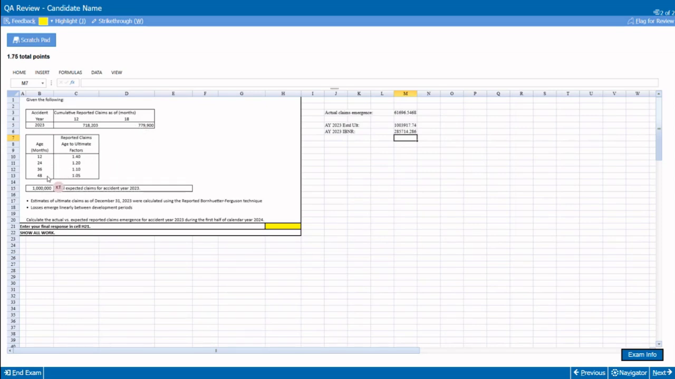However, we're not provided that within our age to ultimate factors. So I know that I'm going to need to interpolate for 18 months. And we're told that losses emerge linearly between development periods. So I'm going to copy this table over into my work section, because when interpolating to get the factors, we need to first convert the development factors to a percentage reported before we can interpolate that. So I'm going to divide 1 divided by each of these development factors.